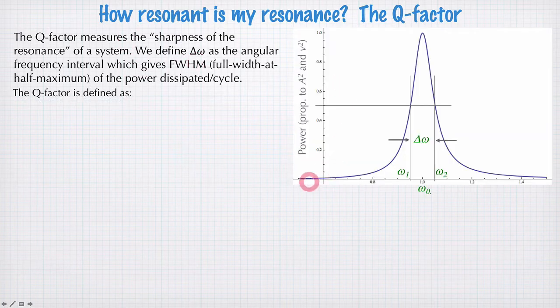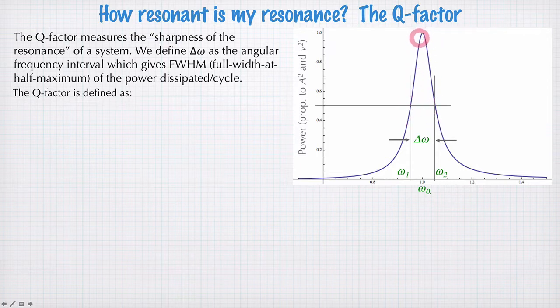So let's think about a curve here where what we're doing is driving a resonator, and we're increasing the driving frequency until we hit resonance here. So this is the resonant frequency. We go past resonance and the response drops. And what I've plotted here is the power dissipated by the resonator.